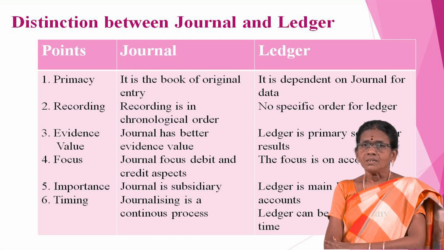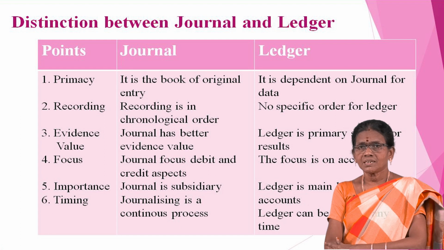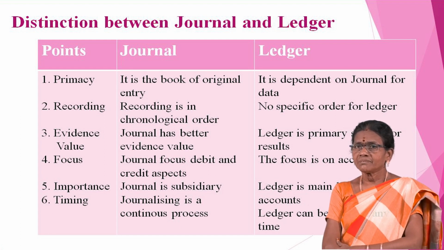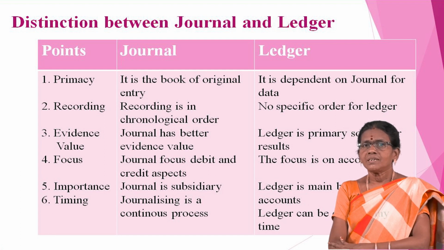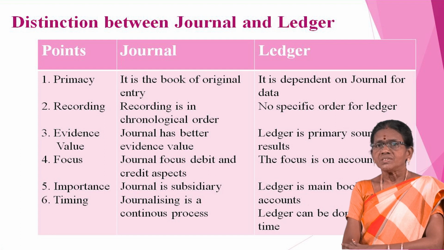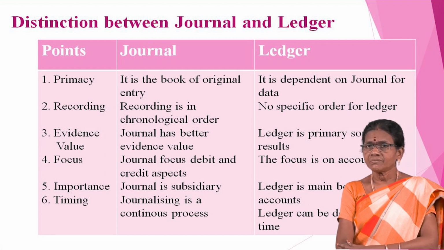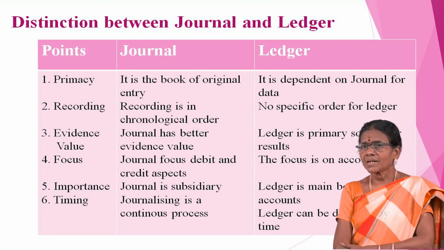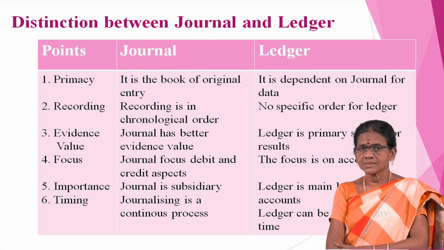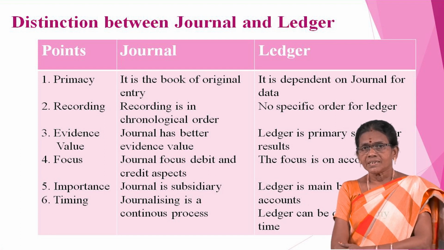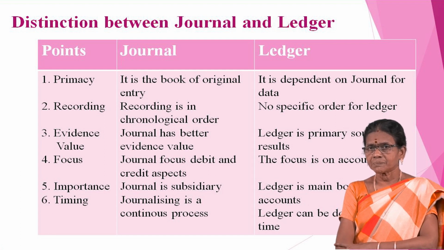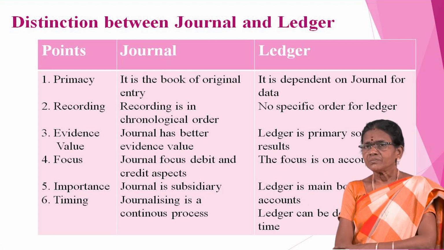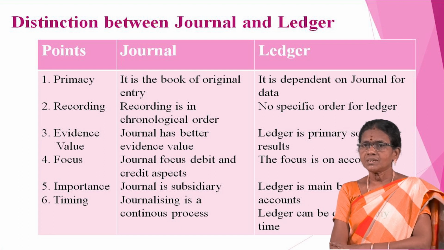Then recording. In the case of journal, recording is in chronological order, but in the case of ledger, there is no specific order. Then evidence value. Journal has better evidence value, but ledger is the primary source for the results. Then focus. In the case of journal, the focus is on debit and credit aspects, but in the case of ledger, the focus is on account.